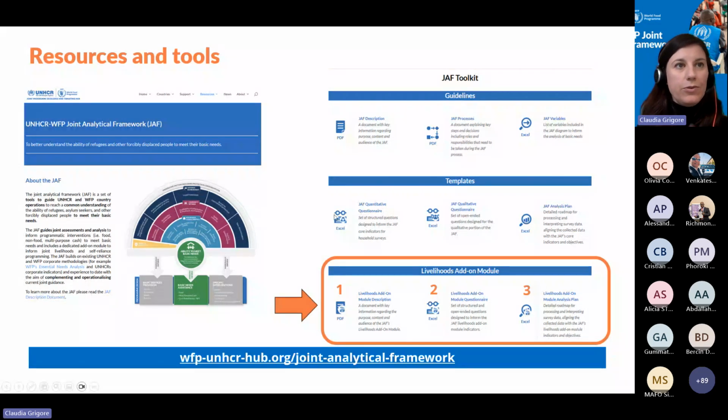Okay, now that we see those 3 resources that we have available, we might wonder, how do we use them together? First, you should start with the analysis plan. As we said, it is a key document. It's your roadmap throughout the process of the data collection and analysis. So you should start with it, together with the Livelihoods add-on module description that can support you in using the analysis plan as well, as you see reflected here in numbers 1. And then once you have determined which data is already available and which data you need to collect, you can collect your data, which we call primary data, using the Livelihoods module questionnaire that you have here under number 2.